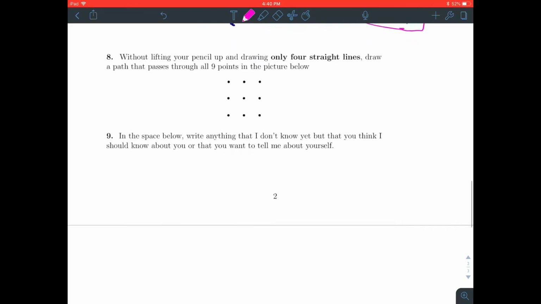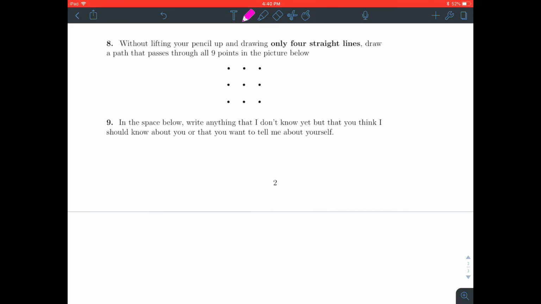Next up, we've got this cool puzzle problem, problem number 8. Without lifting your pencil up, draw only 4 straight lines.